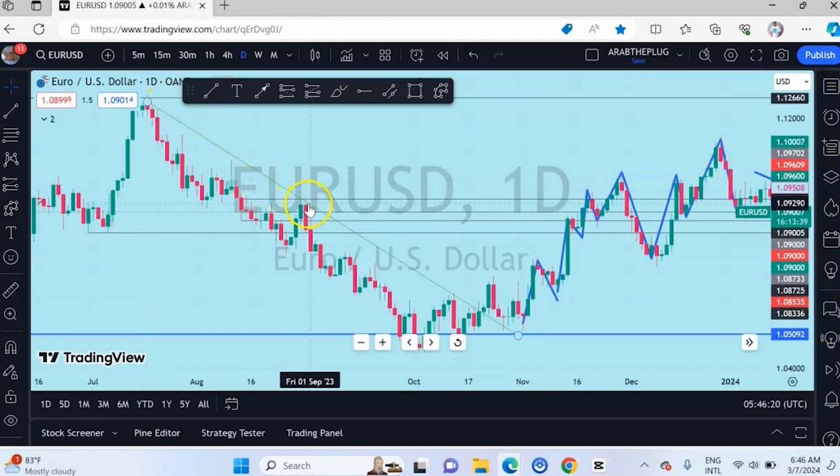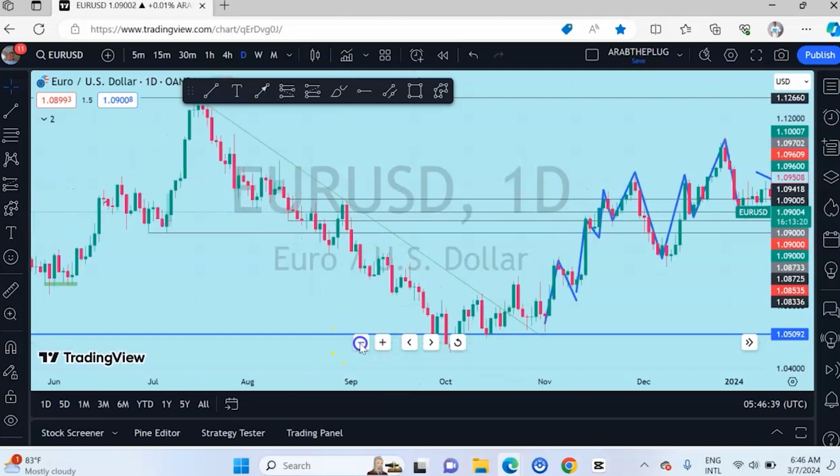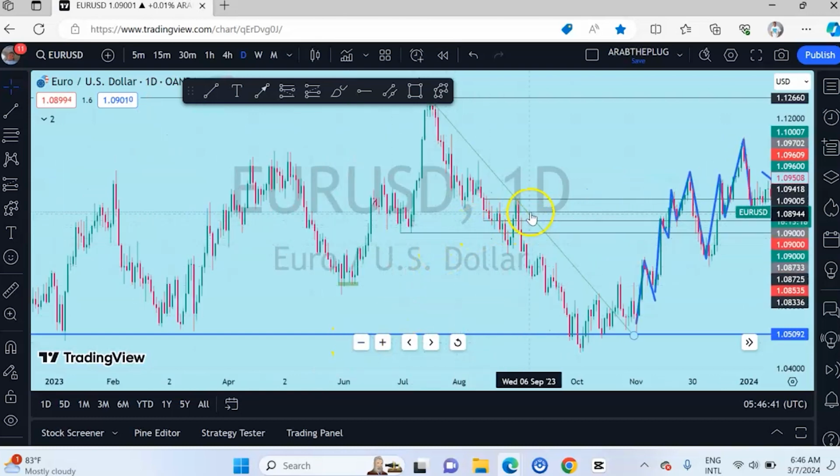Then the market came back and respected that trend line again in September 2023. And also the market came back and respected the trend line again in October 2023 before it broke out of the trend line right here in October 2023. So you will see, as a trader, all you have to do whenever the market comes to this trend line is confirm whether it's going to respect trend line or break trend line.